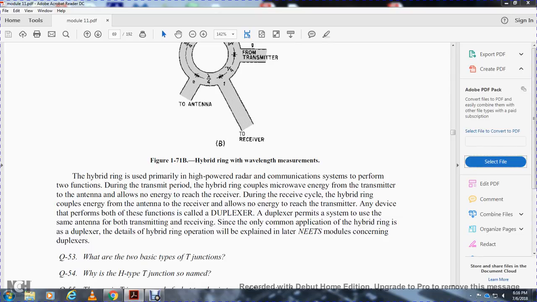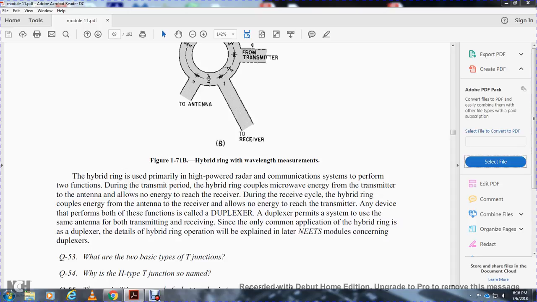During the transmitting period, the hybrid ring couples the microwave energy from the transmitter to the antenna to allow no energy to reach the receiver. During the receive cycle, the hybrid ring couples the energy from the antenna to the receiver to allow no energy to reach the transmitter. Any device that performs both of these functions is called a duplexer.